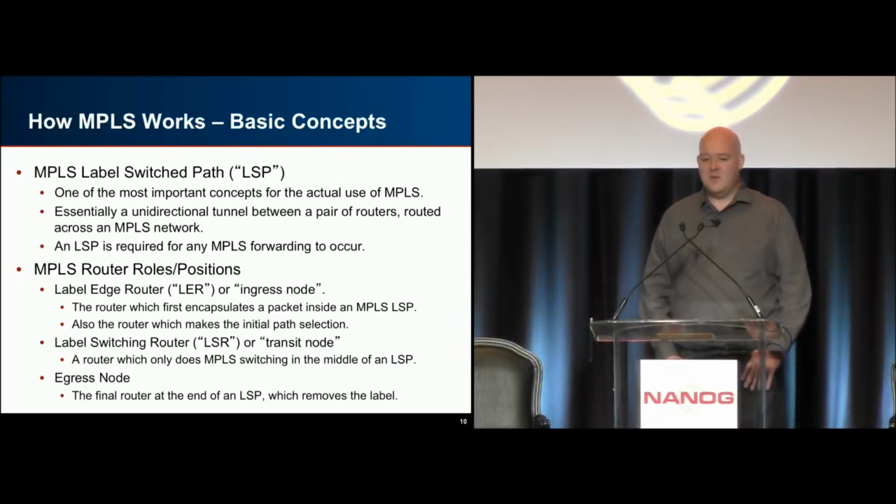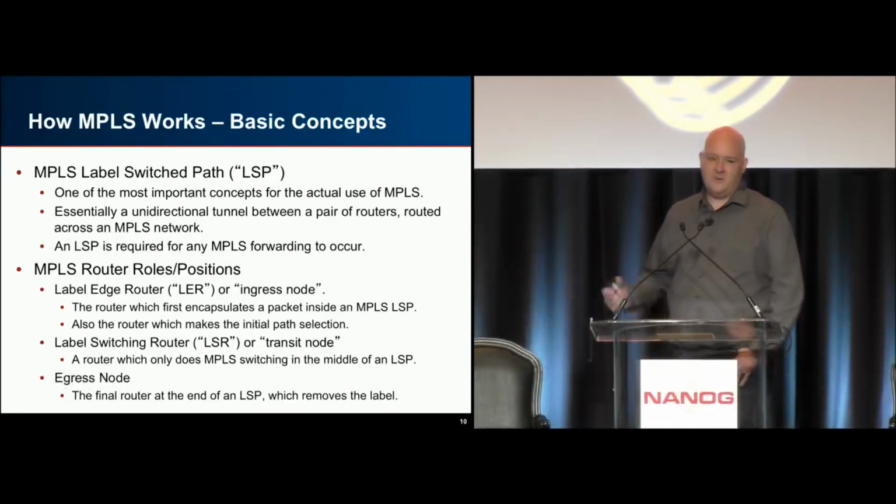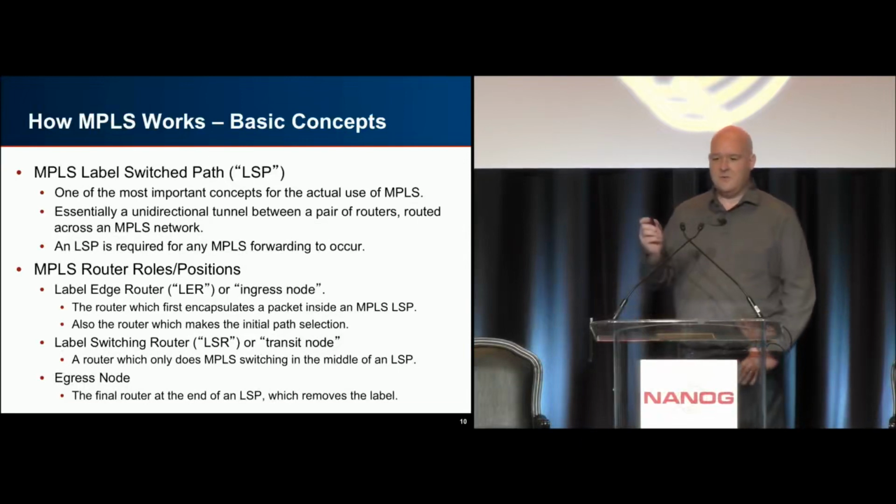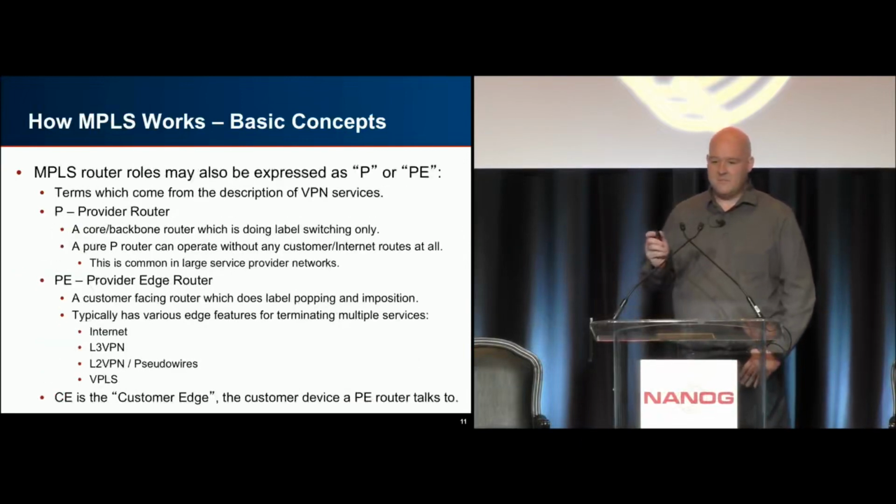Something that's sitting in the middle is called an LSR, a label switching router, or transit node, and that's one that will swap the labels around, but it's not actually doing that original imposition itself. And then the egress node is where you pop the label. That's the final node where you take the MPLS header off, put it back to whatever it was originally, and ship it to whatever the destination is.